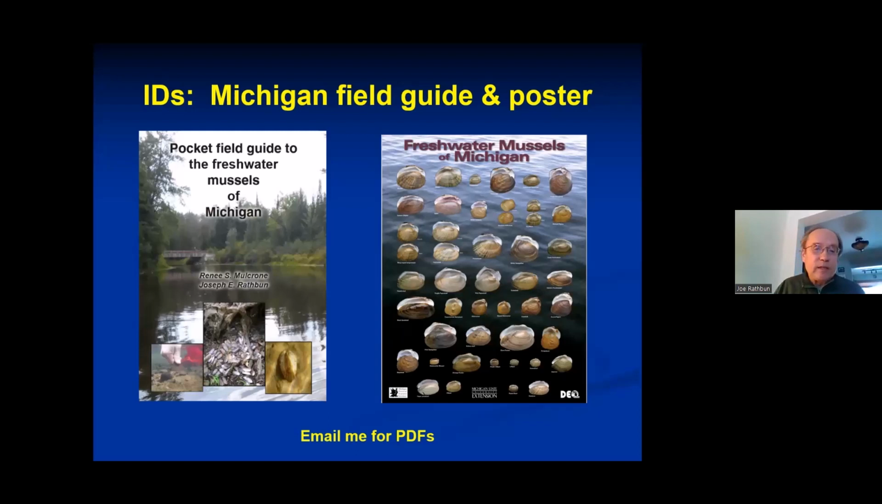Identification, like I said, there's 42 species found or previously found in the state. And until recently, we did not have any identification guidance. So a few years ago, Renee Mulcrone and myself wrote a field guide to the mussels of Michigan with photographs and range maps and all that kind of stuff. And simultaneously, the Michigan Natural Features Inventory published a very, very lovely poster of the freshwater mussels of Michigan.